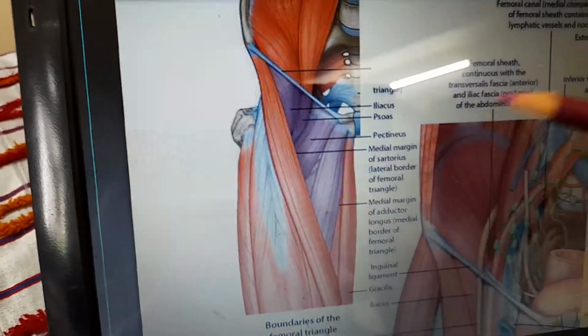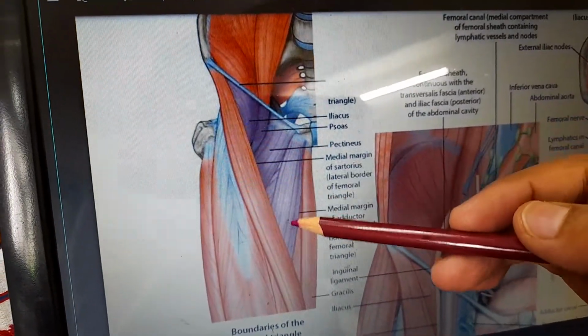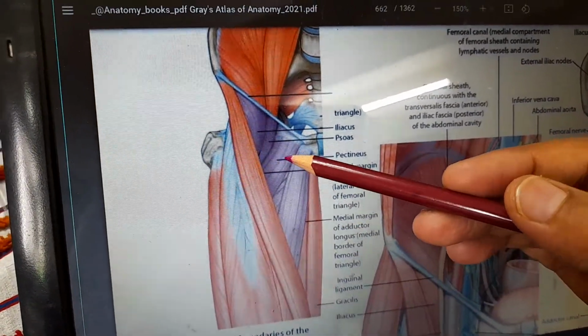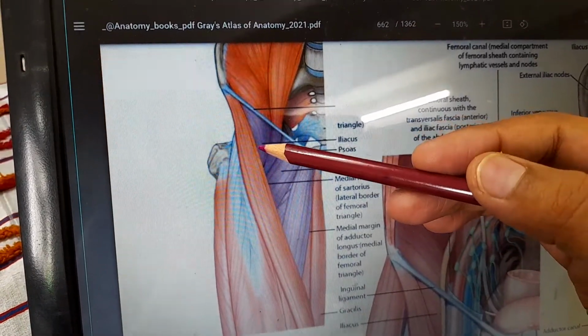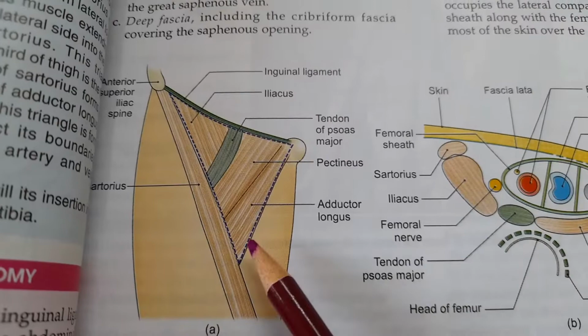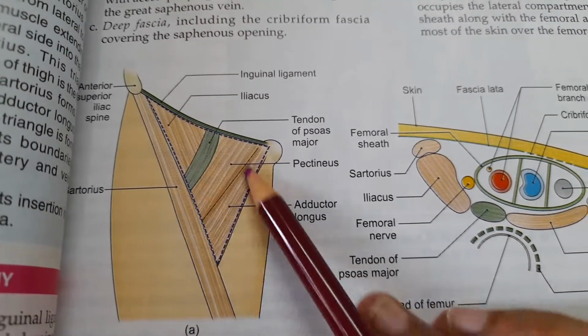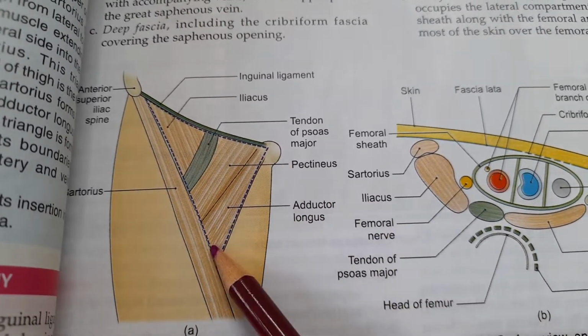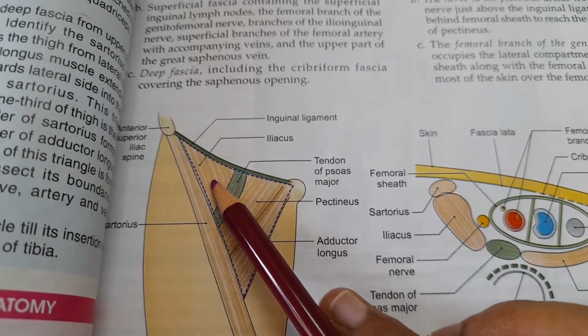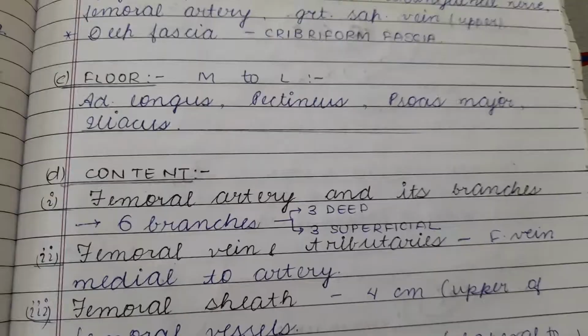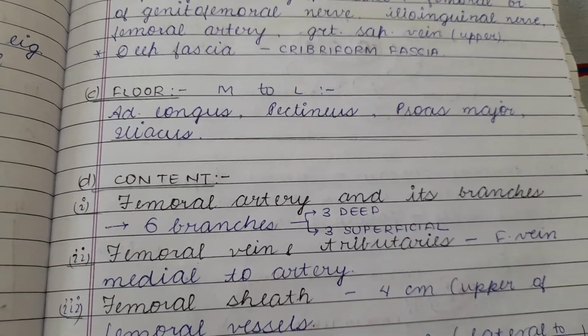Let us see in the diagram. This is the adductor longus muscle, pectineus muscle, psoas major tendon, and iliacus muscle. In this diagram, the floor of the femoral triangle is formed by the adductor longus, pectineus, tendon of psoas major, and the iliacus muscle. Let us study about the contents of femoral triangle.